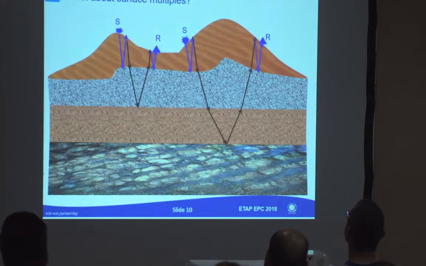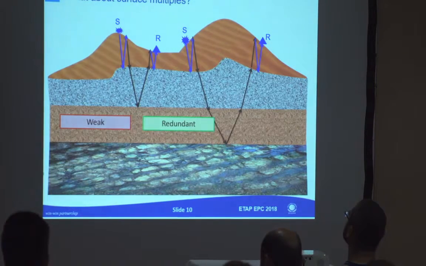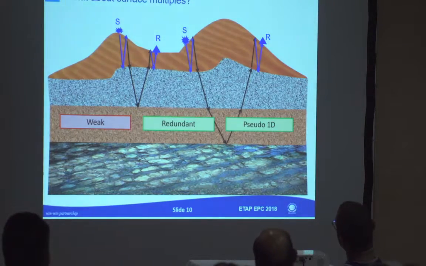The problem is that they are very weak. You don't see them in the record. So this is our issue: we know that they exist, but we don't see them. But they have other advantages. They are very redundant. It means that for every reflection in the subsurface, you have these surface multiples occurring. And also, as you can see in this scheme, they are pseudo 1D. Since we have very deep reflections, we can consider them pseudo 1D.